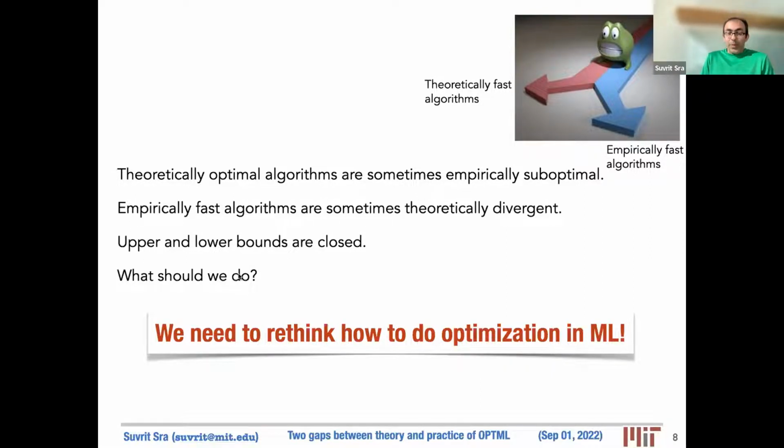So of course, for a person who's researching in this area, it's great news. The less that is known, the better it is for us, because there's more for us to work on, right? And what I'm trying to say in today's talk is that we actually are at a stage where we need to rethink entirely how to do optimization in machine learning.